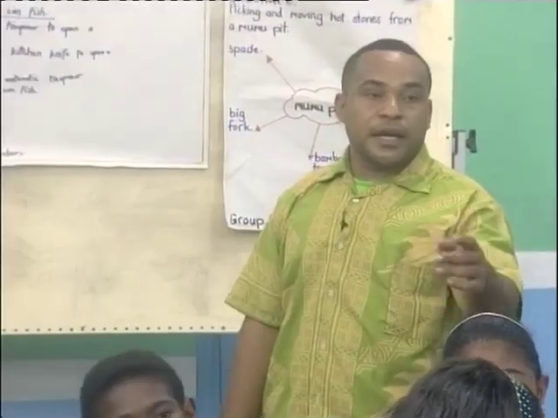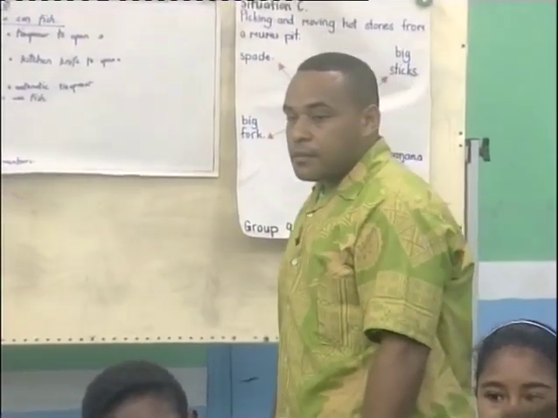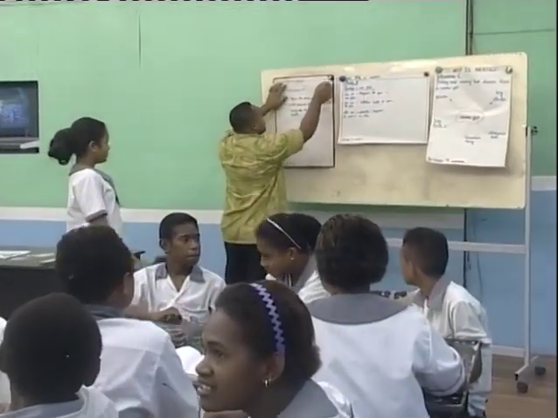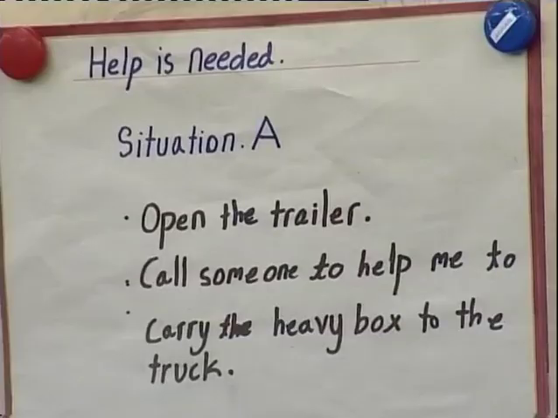Let's move on. Let's look at situation A, group number 3. Situation A, open the trailer, call someone to help me to carry the heavy box into the truck. Okay, very good. So group 3 has written a set of instructions here on how they can move the heavy box onto the back of the truck. They said that the first thing they have to do is open the trailer, and then they'll call someone to help, maybe a friend, to carry the heavy box onto the back of the truck. Okay, so very good. Thank you, class, for all your answers.